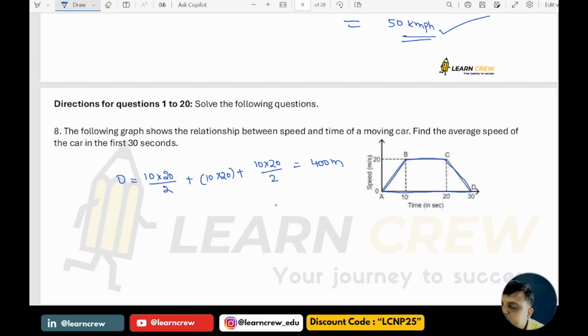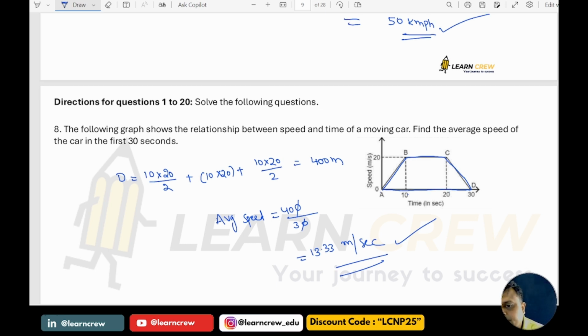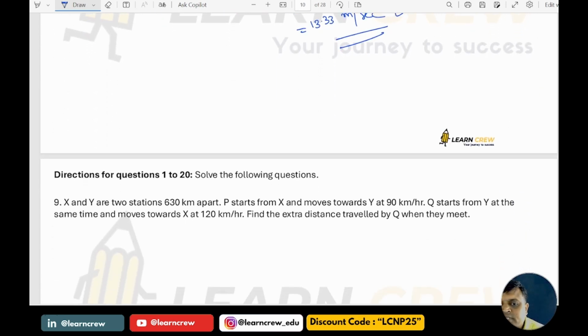And it is asked for average speed. Average speed means total distance 400 divided by total time 30. 400 by 30, which is 13.33 meter per second. 13.33 meter per second is the average speed here. I hope it is clear. Then question number 9.